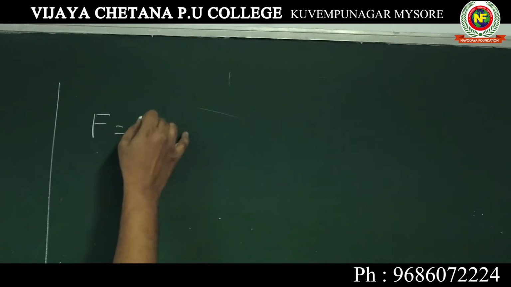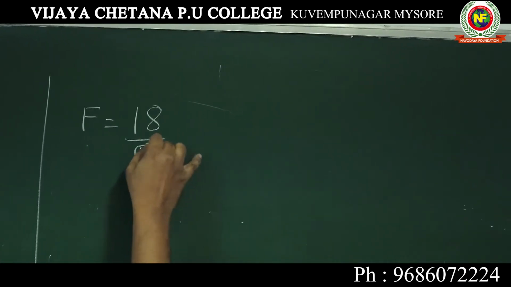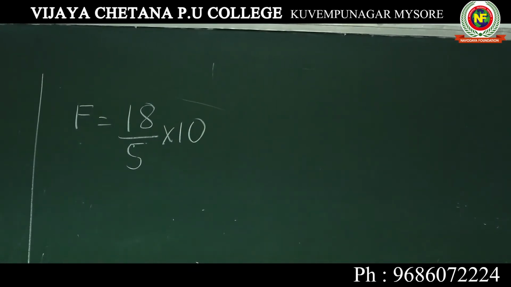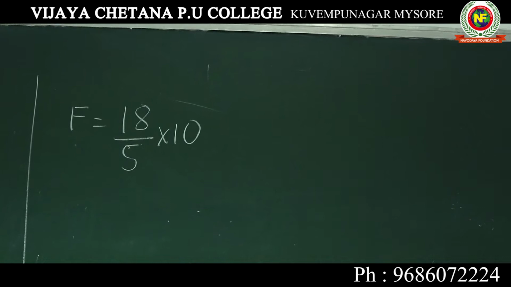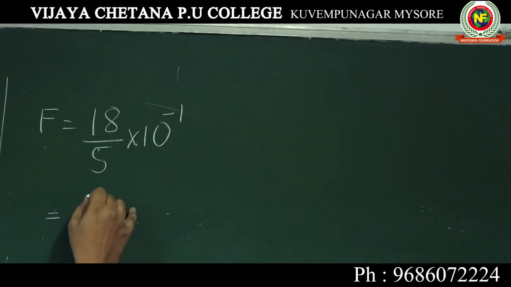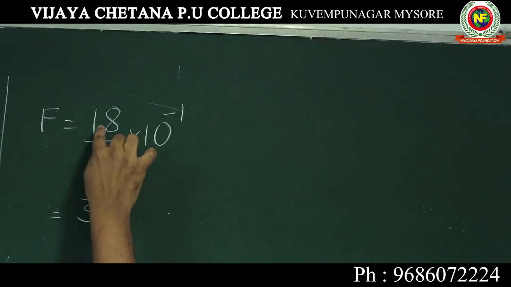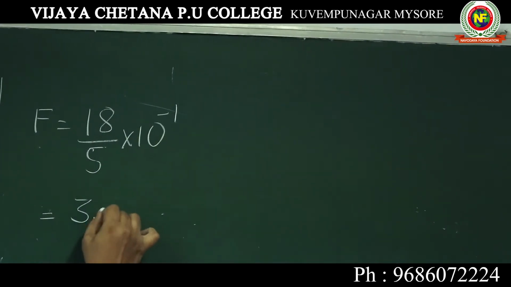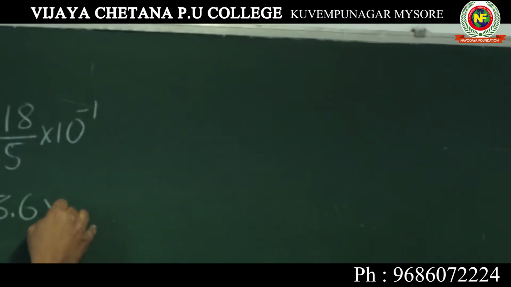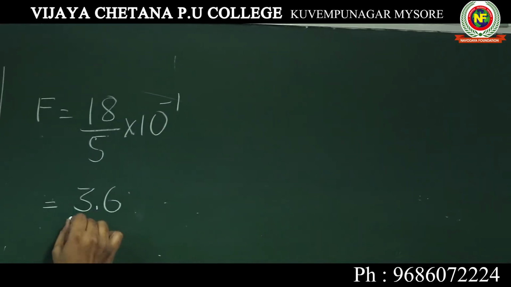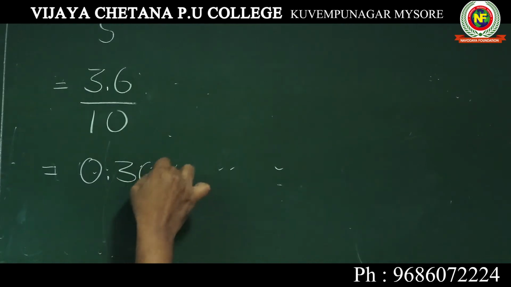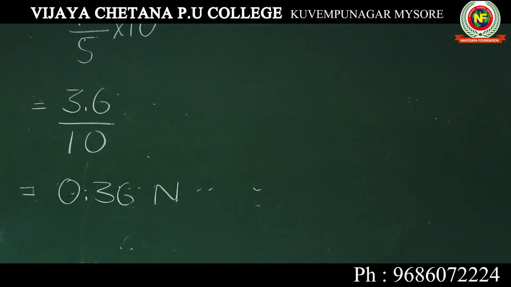F is equal to 18 by 5 into 10 to the power of, see, 9 plus 2 is 11, 11 minus 12 is minus 1. 10 power minus 1. 5 threes are 15, so it is 3.6. Correct? 3.6 into 10 to the power of minus 1. When that comes to the denominator, it becomes divided by 10. 0.36 Newton is the magnitude of the force.